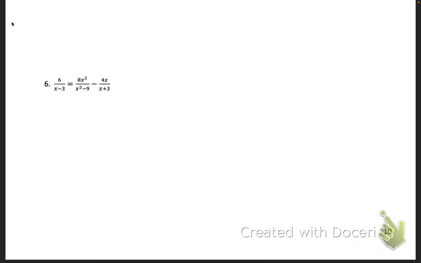So what we need to do here is to find the LCM, I need to factor all the denominators. So I'm going to do a little rewriting. I have 6 over x minus 3. That's all one factor, so I'm adding parentheses. Leave some space. Equals 8x squared over, this is a difference of squares, x plus 3, x minus 3. I'm going to change that minus to a plus negative 4x over x plus 3. So hopefully you can see that the LCM is going to be x plus 3, x minus 3.